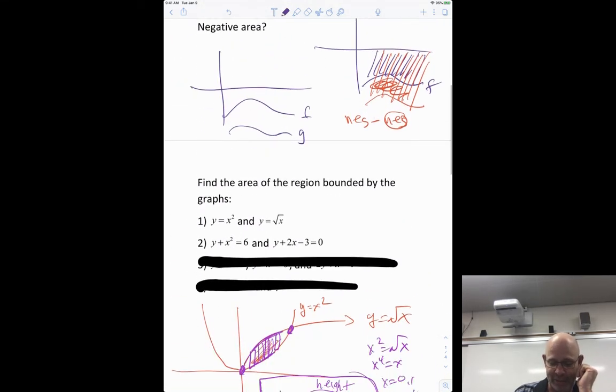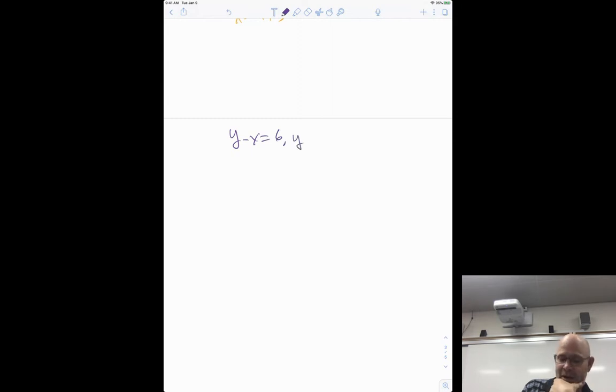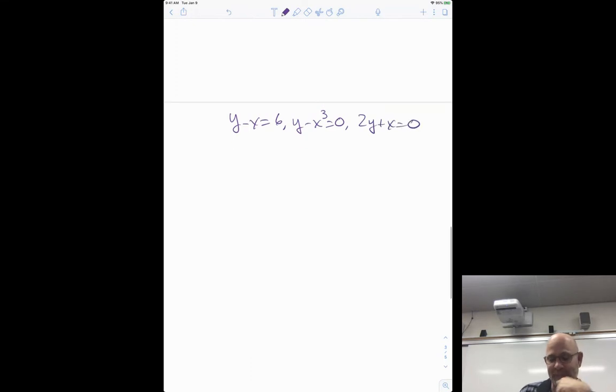All right, we're going to turn the page a little bit here now. The next one, actually, I'll just write it down here so you guys can see it. The next one is y minus x equals 6. y minus x cubed equals 0. And we got a third curve, 2y plus x equals 0. I told you there'd be some other stuff going on. Again, I'm going to rewrite them. y equals x plus 6. y equals x cubed. y equals negative 1/2 x.